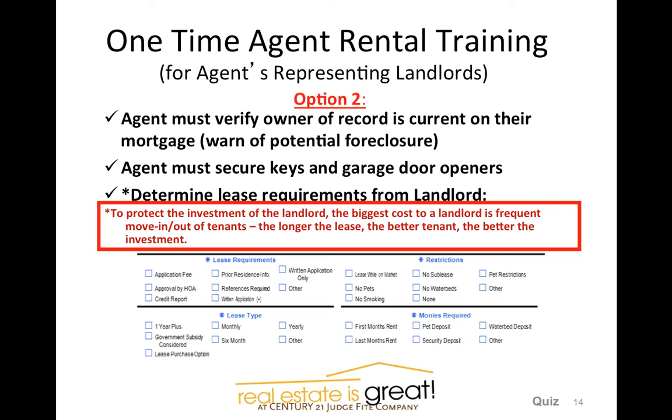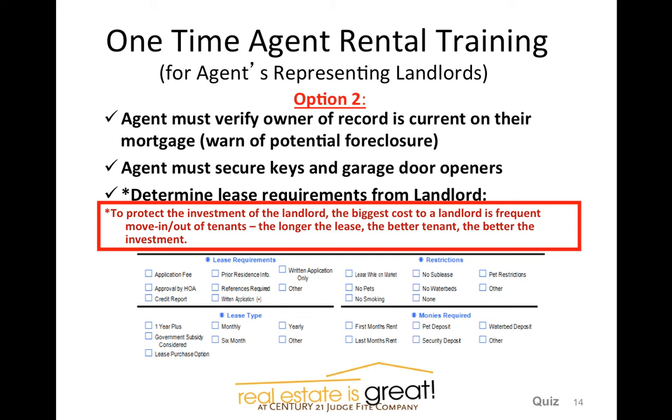Agent must secure keys and garage door openers. Yes, garage door openers, that's something a lot of people overlook, and all of a sudden the tenant moves in, where are the garage door openers? And the landlord has moved to Timbuktu. The garage door openers are locked in a box somewhere in a storage unit, or they're en route in a moving van. You need to determine the lease requirements from the landlord, whatever those might be.